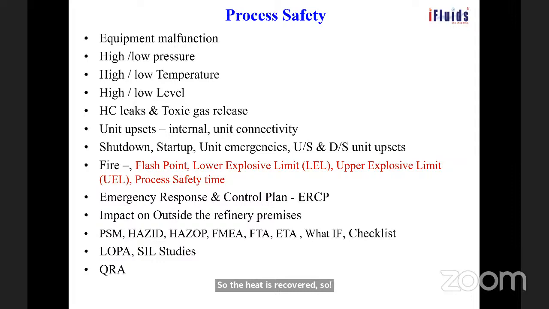Anything else? Hope your doubt was clear. Yeah, one more, sir, 1 second. What is the best process for increasing the octane number?